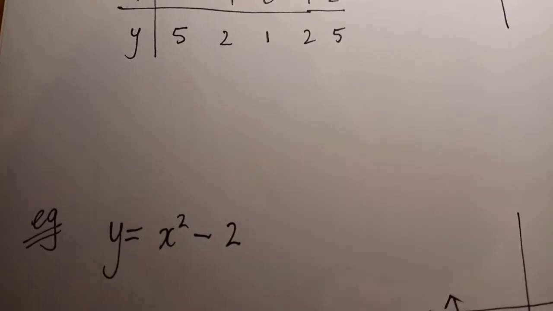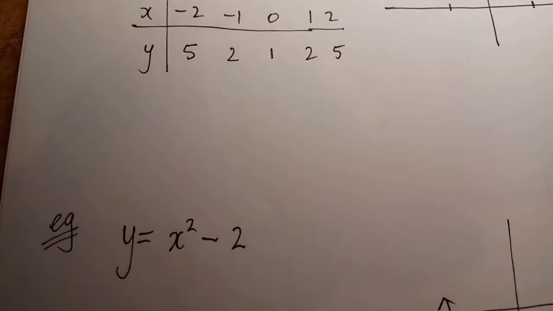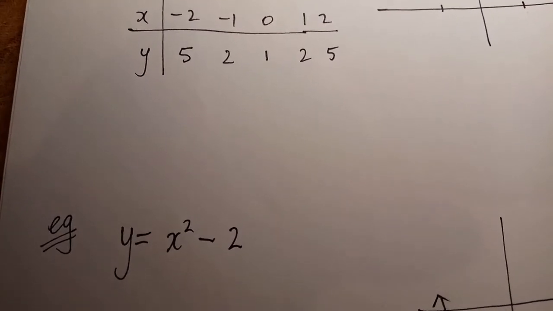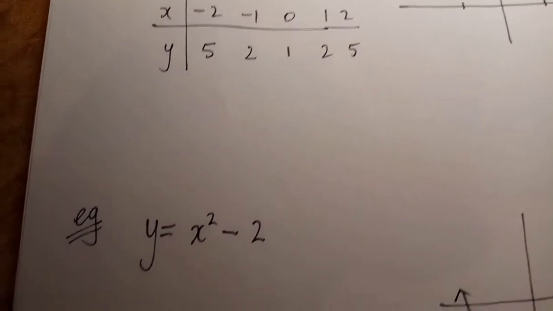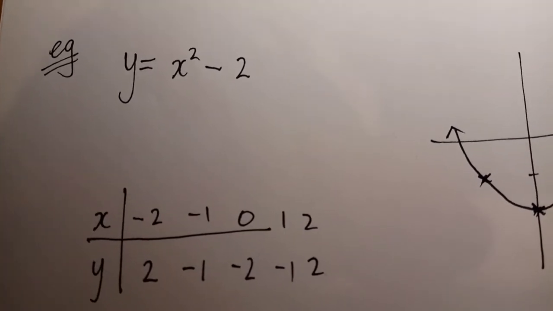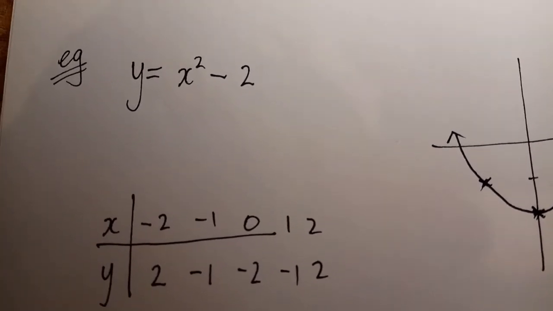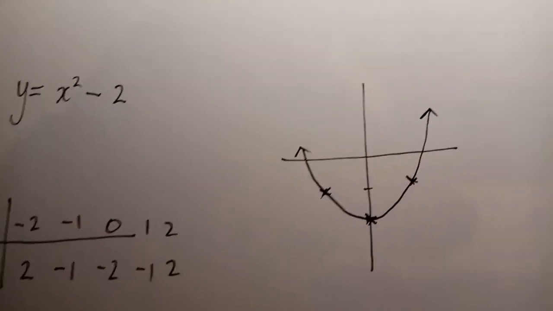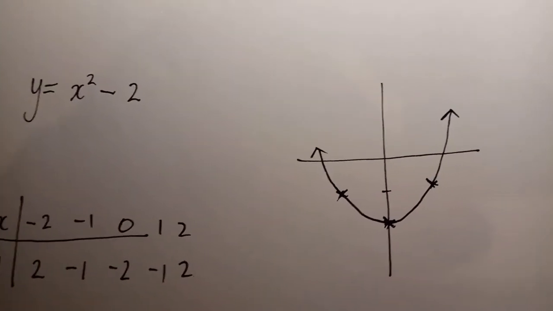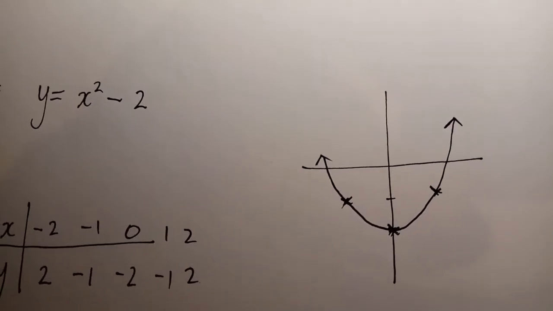Let's have a look at this second example. Y equals x squared minus 2. So that means that the vertical translation factor is minus 2. If we have a look at the table of values, we've just substituted the values of x into this table of values. If we have a look at the sketch, we can very clearly see how the vertical translation factor has changed the turning point.